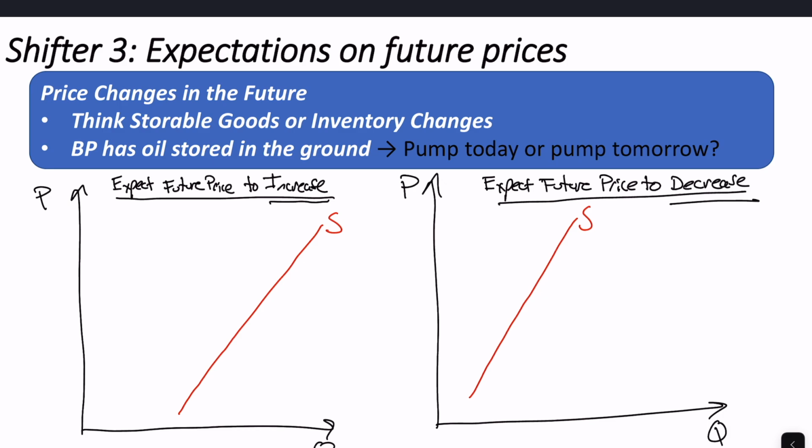This video goes over our supply shifter number 3, expectations of future prices. Now, in some sense, I think that this is probably the hardest one for students to deal with, and so I'm going to go through 2 examples here for you. These are about price changes in the future. Our expectations on what the future price will be is going to change how much we want to supply today. This could be storable goods or inventory changes.